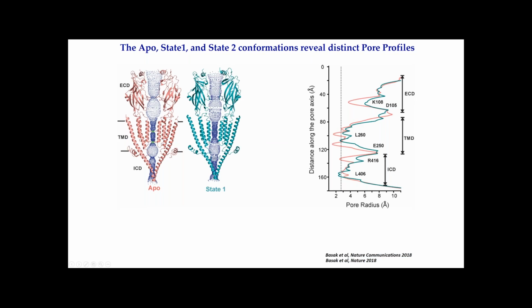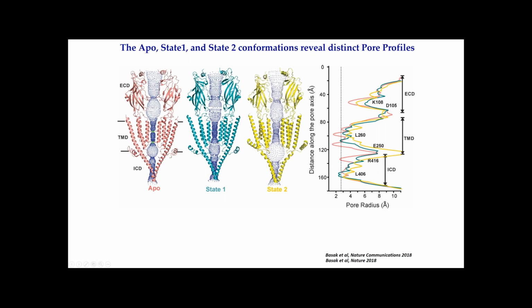State 1, which is a serotonin-bound conformation, shows an expansion of the constriction within the extracellular domain. Each of the constrictions within the transmembrane domain is also further widened, as you can see here from the pore radii. There is not much change within the intracellular domain, however.